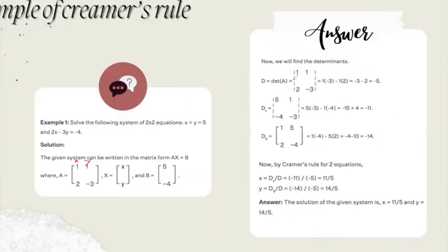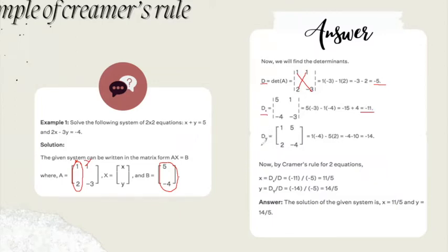The next thing is that we need to find the determinants D, Dx, and Dy. Starting off with D. D equals the determinant of A. So 1 is lined up with -3, which will make it 1 times -3 minus 1 times 2, which equals -3 minus 2 equals -5. So D equals -5. For Dx, we need to replace the coefficient of x with the numbers in B, which are 5 and -4. So Dx equals 5, -4, 1, -3, which equals -15 plus 4 equals -11. So Dx equals -11.